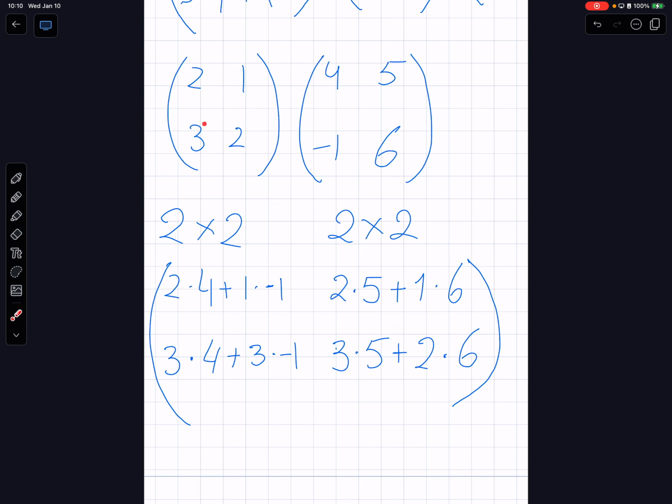Goes here. And then you have 3 times 5 goes here.